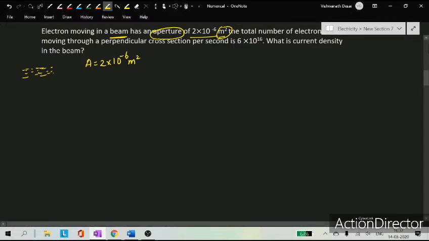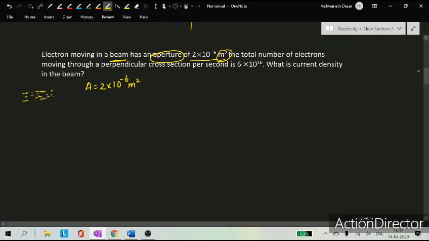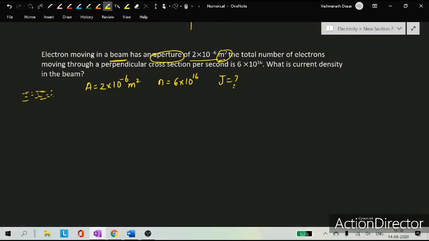The total number of electrons moving through a perpendicular cross section per second is given, so the number of electrons is equal to 6 into 10 to the power 16 electrons. What is the current density? They are asking for the J value. What is the formula of current density? The current density J is equal to I divided by A.